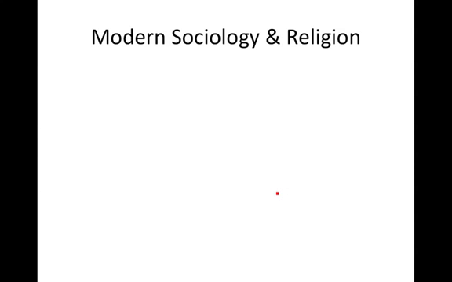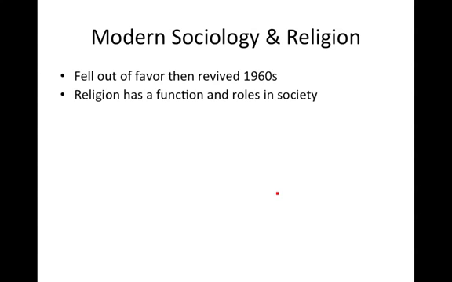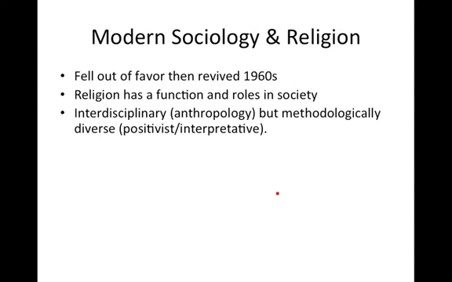Let's look at modern sociology of religion. Well, really, this approach fell out of favour, mainly for the views I've just mentioned, but was revived around the 1960s. There was a real recognition that religion has functions and roles in society. Sociology of religion became more interdisciplinary, so they engaged more with anthropology, and this was largely a result of their revival. And they became more methodologically diverse. So rather than just interpretation, they started to look at more quantitative methods as well, so categorizing, using surveys, that sort of thing.